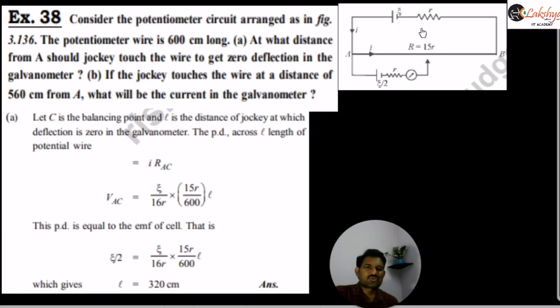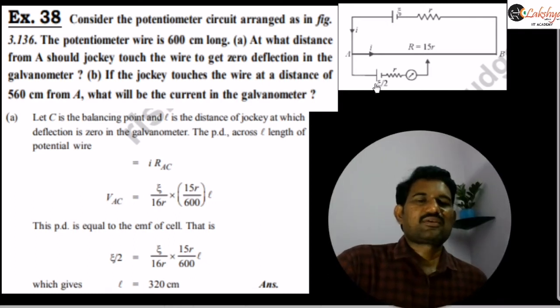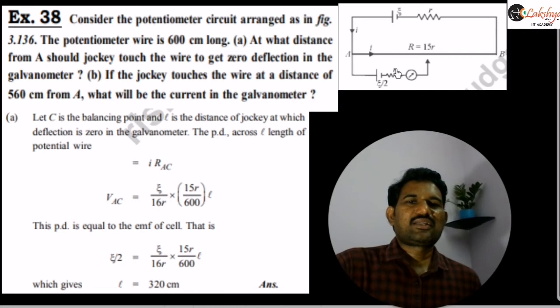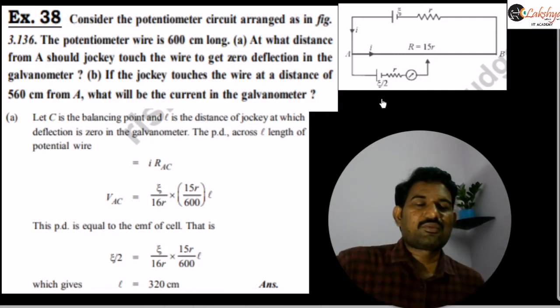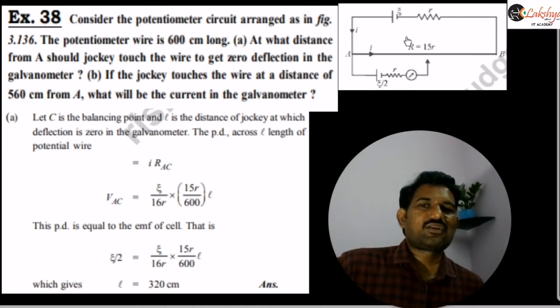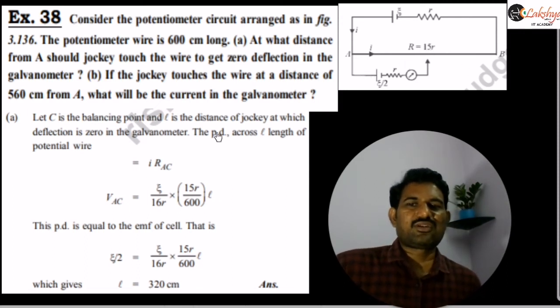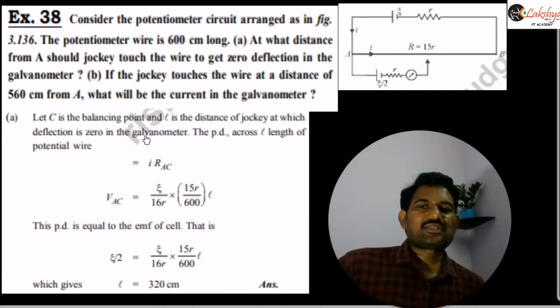So this circuit is shown here. This is a cell of EMF E and resistance R, and in the secondary circuit we are connecting a cell of EMF E by 2 and internal resistance R, and a galvanometer connected in series with it. The total resistance of this potentiometer wire is also given as 15 R. That is the given data. Now C is the balancing length we are considering here. Therefore, we write the potential difference across that length here.